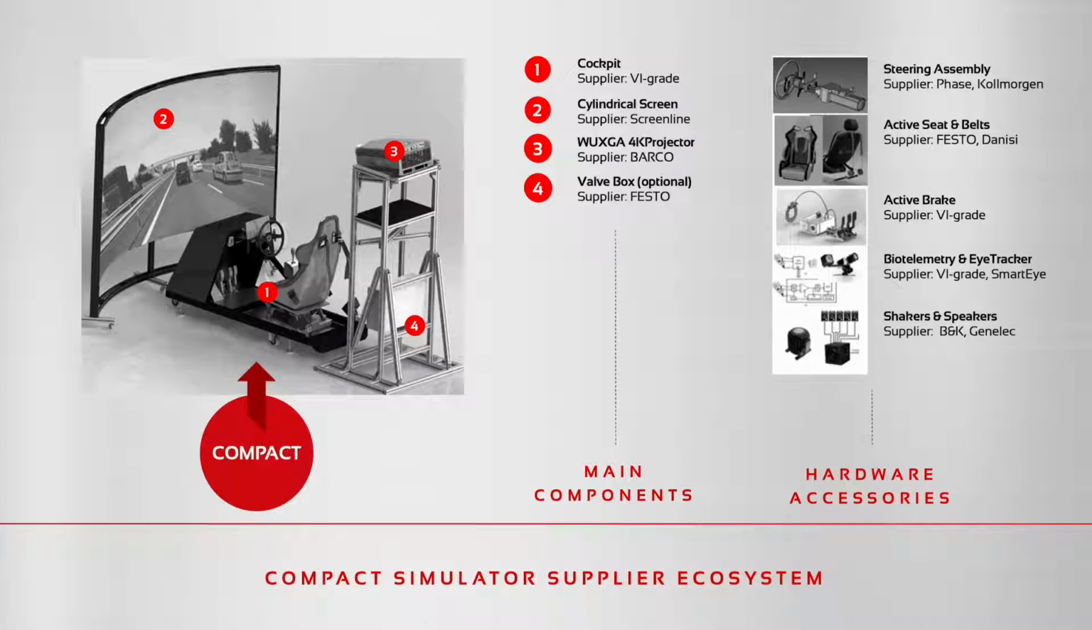And you have, as standard, the steering assembly with very high torque capabilities, so it can reproduce very accurately the torque and reaction torque of a real car system. You can also have a biotelemetry eye tracker system for more physiological or psychological studies, and shakers at different corners of the chassis to give you high-frequency feedback, plus of course speakers for the sound.